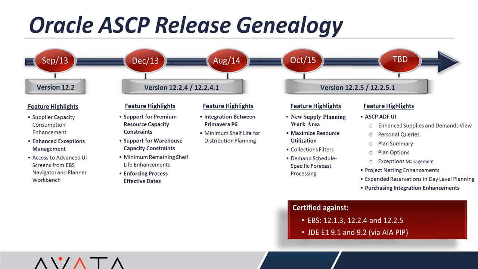12.2.4 had some really good things around constraints, around resource, premium resource capacity and warehouse constraints. Again, some good business functionality and impact there.